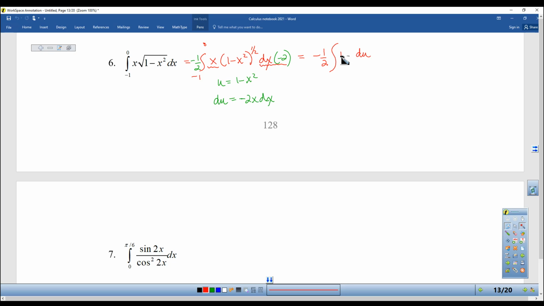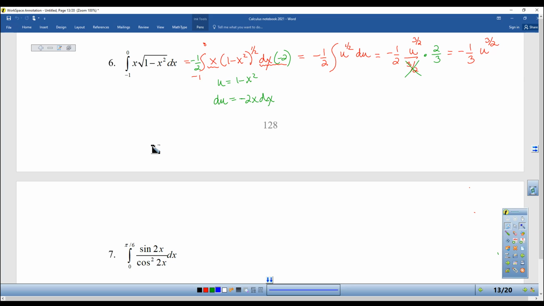And this piece is just u to the 1/2. Now I've made it a nice, easy integral to do. Negative 1/2 is a constant. The integral of u to the 1/2 is u to the, add 1, 3/2 divided by 3/2. But dividing by 3/2 is hard. So instead, let's cancel that out. Let's flip and multiply. Or you might call it keep change flip. Now my 2's cancel, and I get negative 1/3 u to the 3/2.